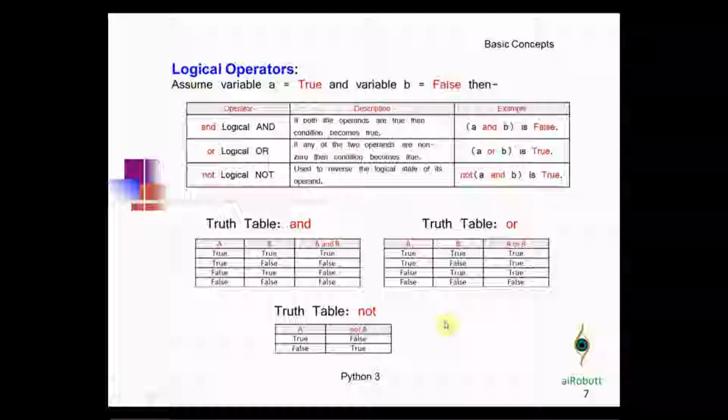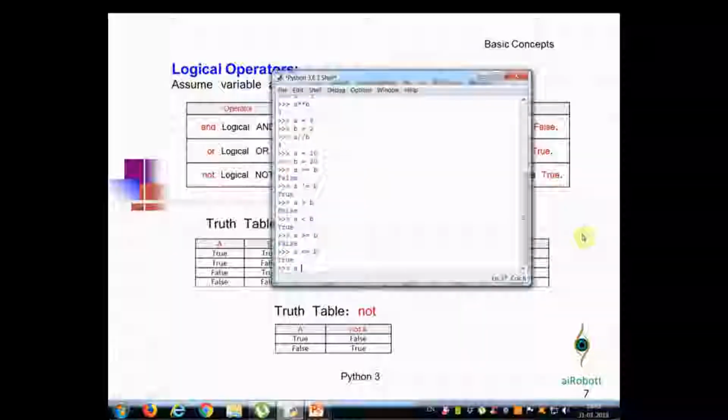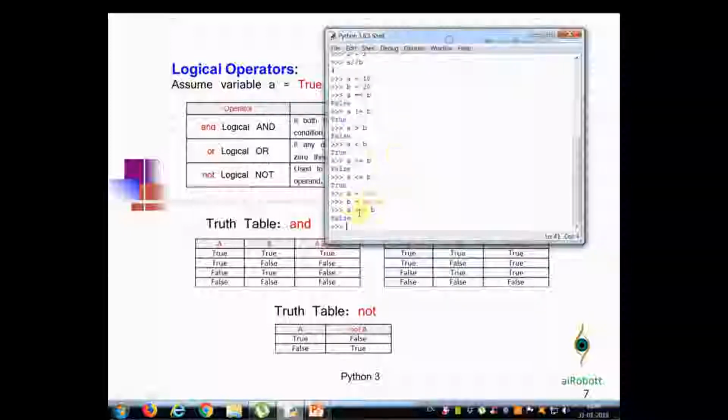Now, see the programming part. Let us assume A is equal to the value true, B is equal to false. Now, check the condition A and B. Here, and is the logical operator. It checks the logic, and this is false. Why? Because A is true, B is false. If you use this truth table, A is true and B is false, it returns false.